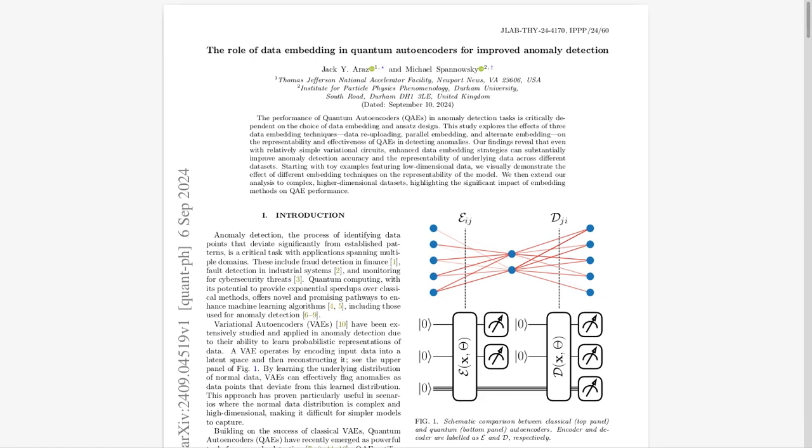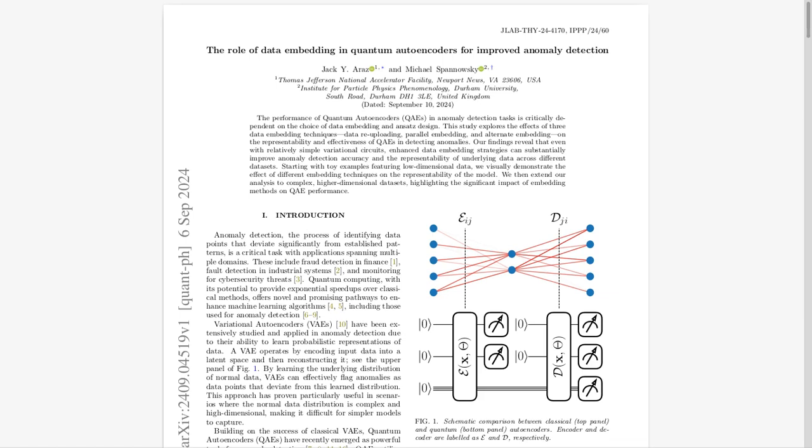Okay, that's fascinating. So it's not just about having a powerful quantum computer, it's about how we communicate with it, how we translate our data into something it can actually work with. Absolutely. And what the researchers explored in this paper were some specific data embedding techniques like data re-uploading and parallel embedding. They wanted to see how these methods impacted the QAE's performance, how accurately it could spot those anomalies. Intriguing. Those terms sound pretty complex, though. Could you maybe elaborate on what those terms actually mean and how they work in practice?